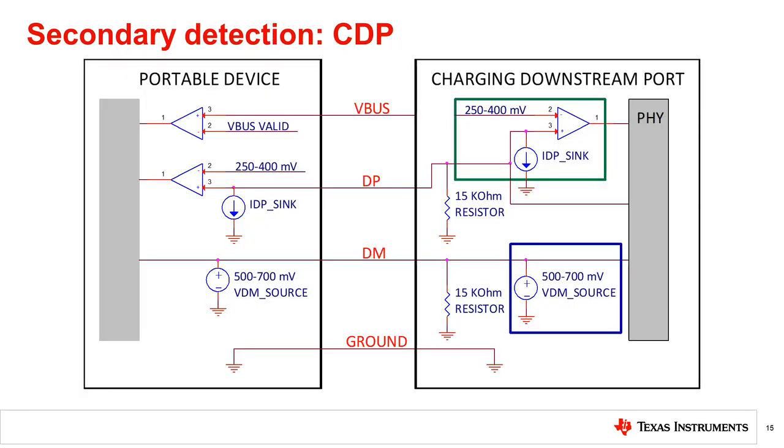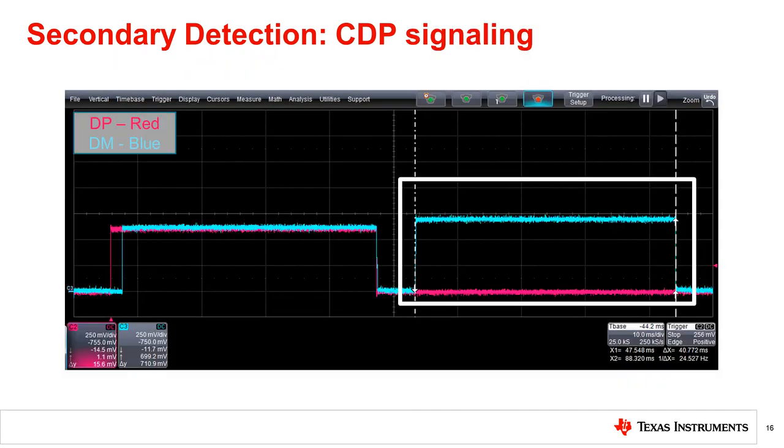In this case, when the PD outputs a voltage source between 500 and 700 millivolts on DM, enables a current sink on DP for secondary detection, and compares the voltage on DP to a voltage reference between 250 and 400 millivolts, DP is lower than the reference since it is connected to a CDP. As shown on the right-hand side of this scope plot, if the PD is connected to a CDP, which does not short the DP and DM lines, the voltage on DP will be lower than the voltage reference.